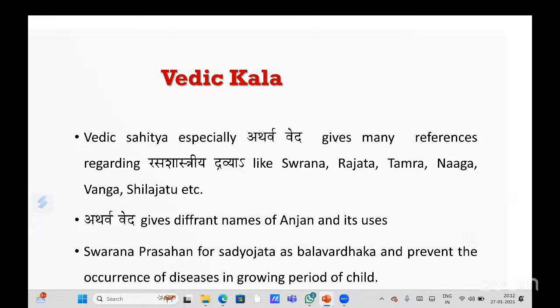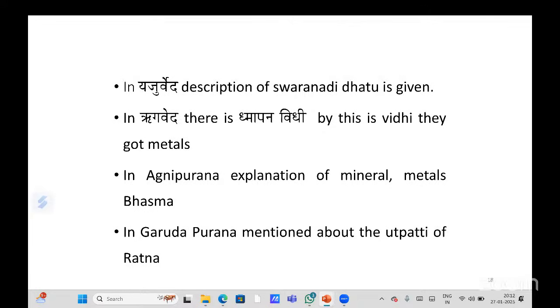Okay, and in Yajurveda, again, we will get Swarnadi Dhatu explanations. In Rig Veda, there is Dahana Vidhi. For Dahana Vidhi, they will use these metals. Okay, even in Agni Purana, we get explanation regarding the metals, minerals, and bhasmas.